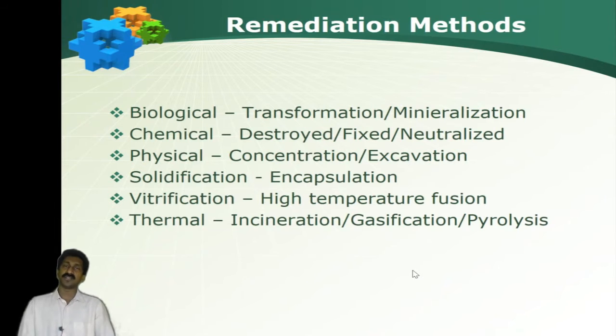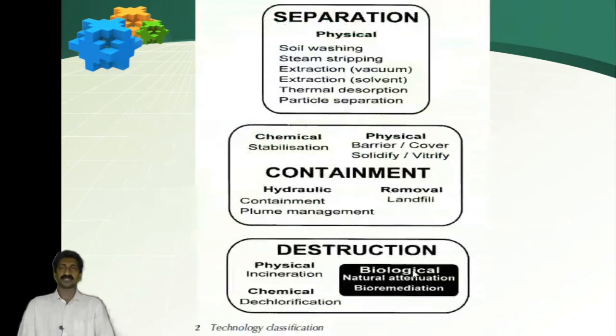So these are different forms of the remediation methods, and our focus will be based on biological measures. Okay, now we'll come to the next slide. There are different categories of removal, or different groups or types of removal. The first one is separation, which is based on physical separation methods, like soil washing. If the soil is contaminated, it can be washed with water. That includes soil washing, steam stripping, then vacuum extraction, solvent extraction, thermal desorption, particle separation. So these are different types of physical separation methods for the contaminant.